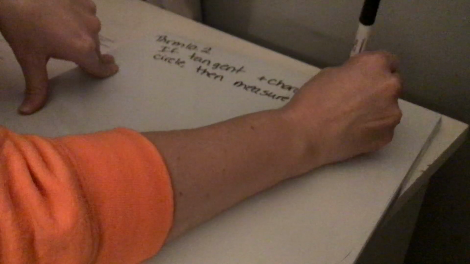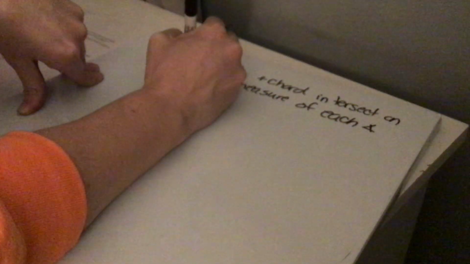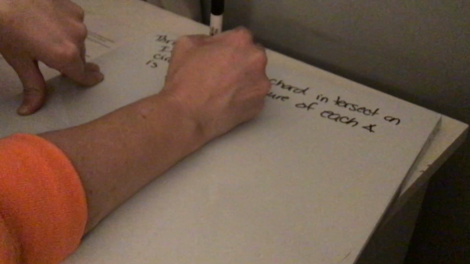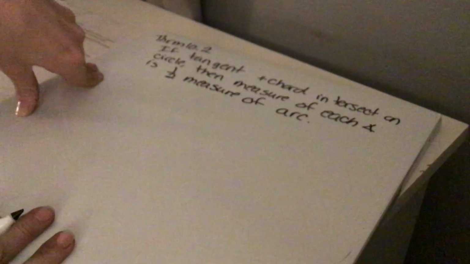then the measure of each angle, because you're going to see two angles now, is 1/2 the measure of the intercepted arc. Okay, so yeah, you're going to see two angles, which is different than with the inscribed angle.